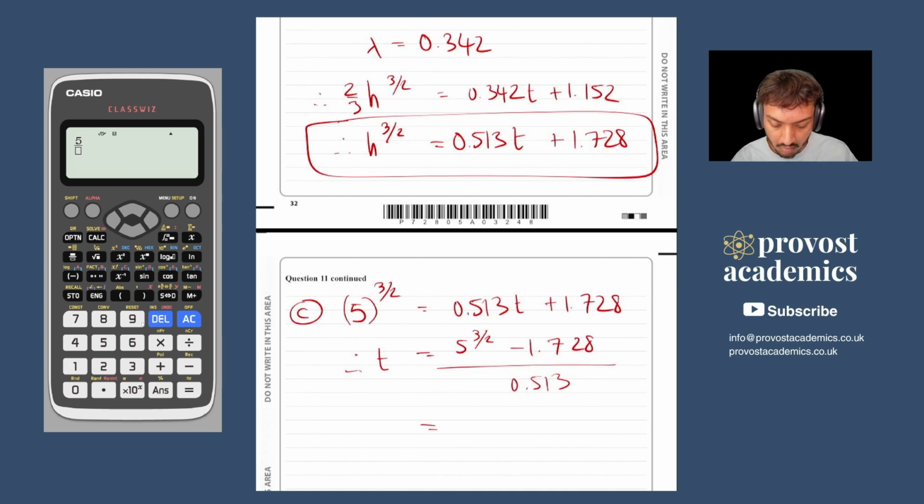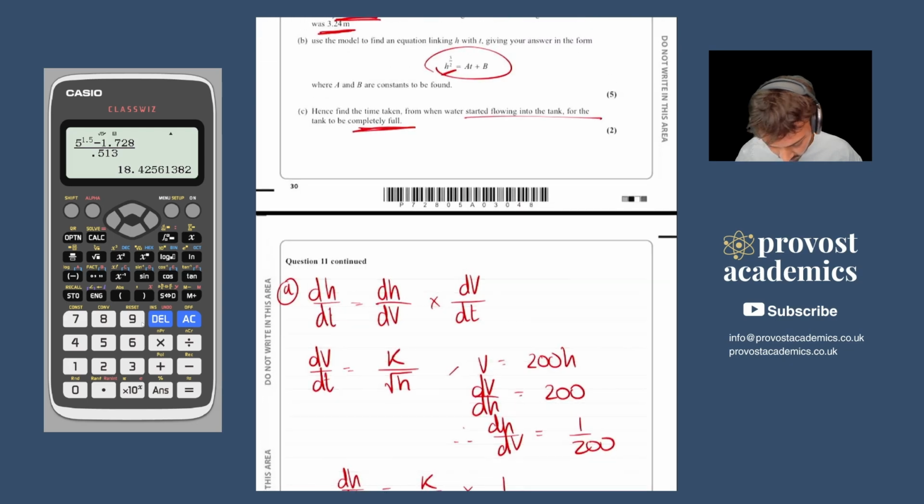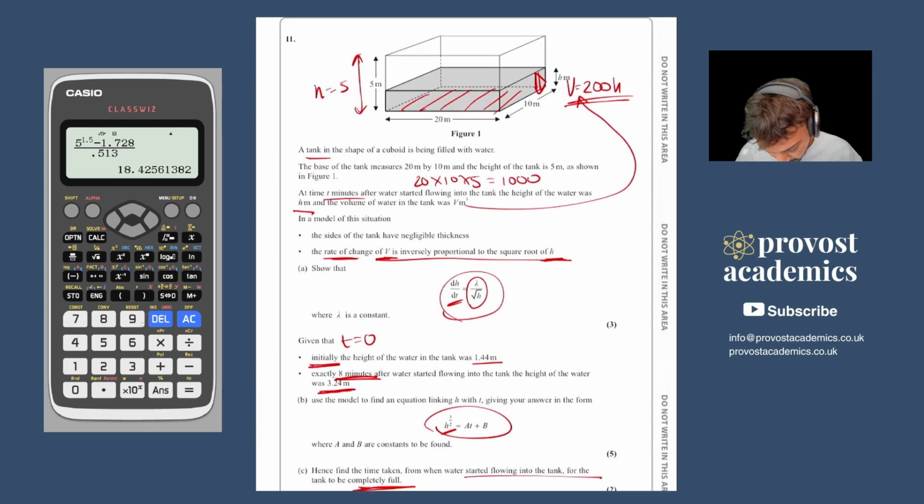5 to the power of 1.5 minus 1.728, over 0.513. Okay, 18.4. How many decimal places? They don't really say, and it's in minutes, right?